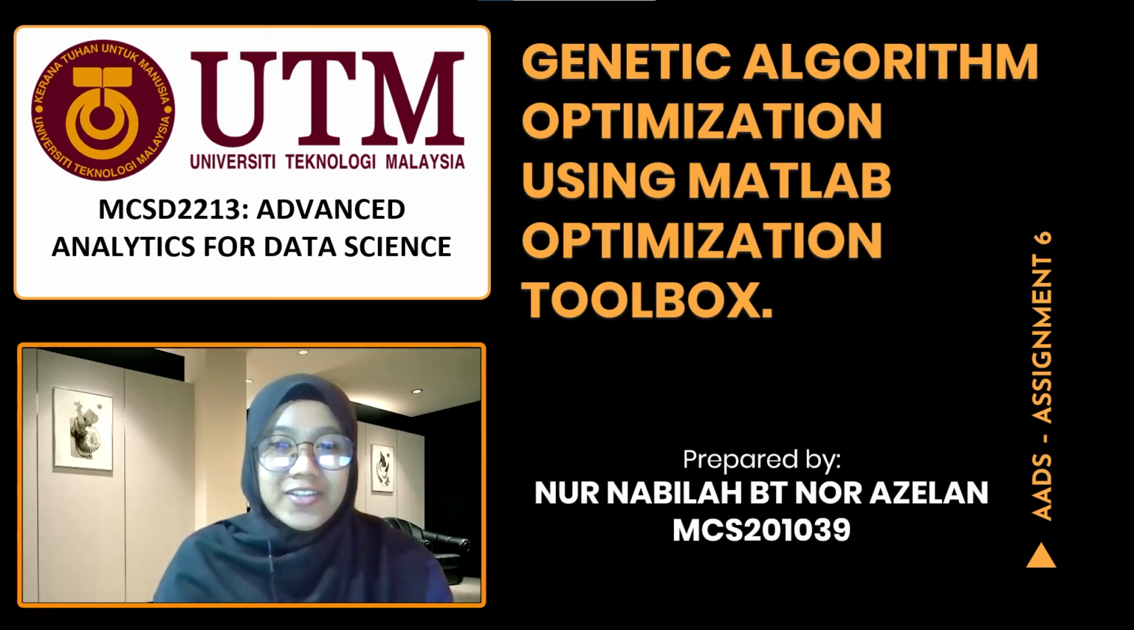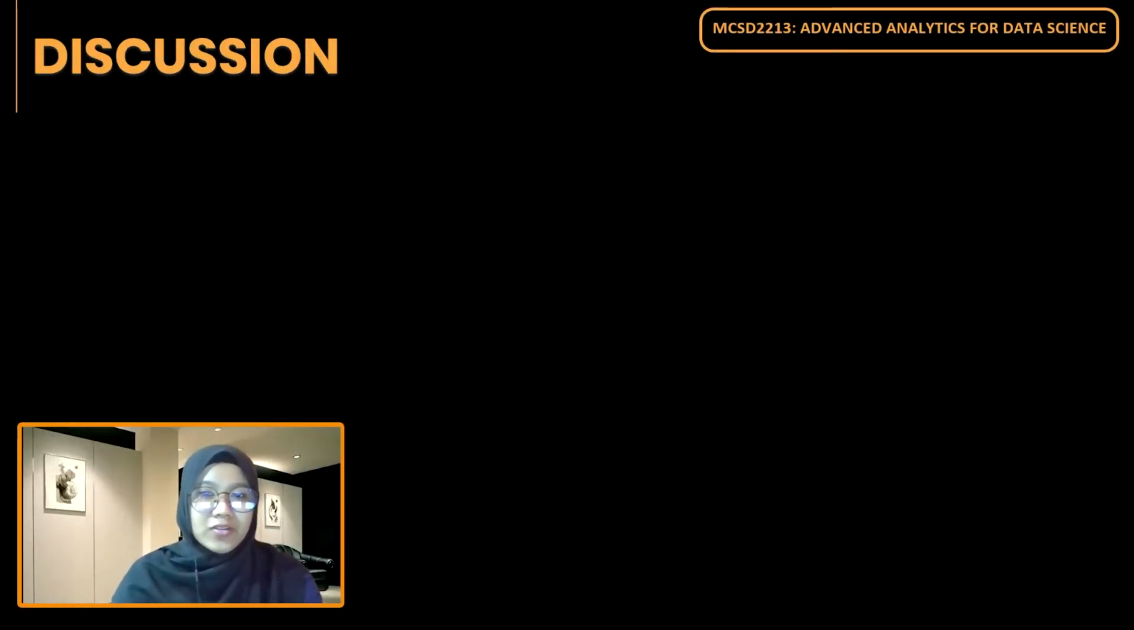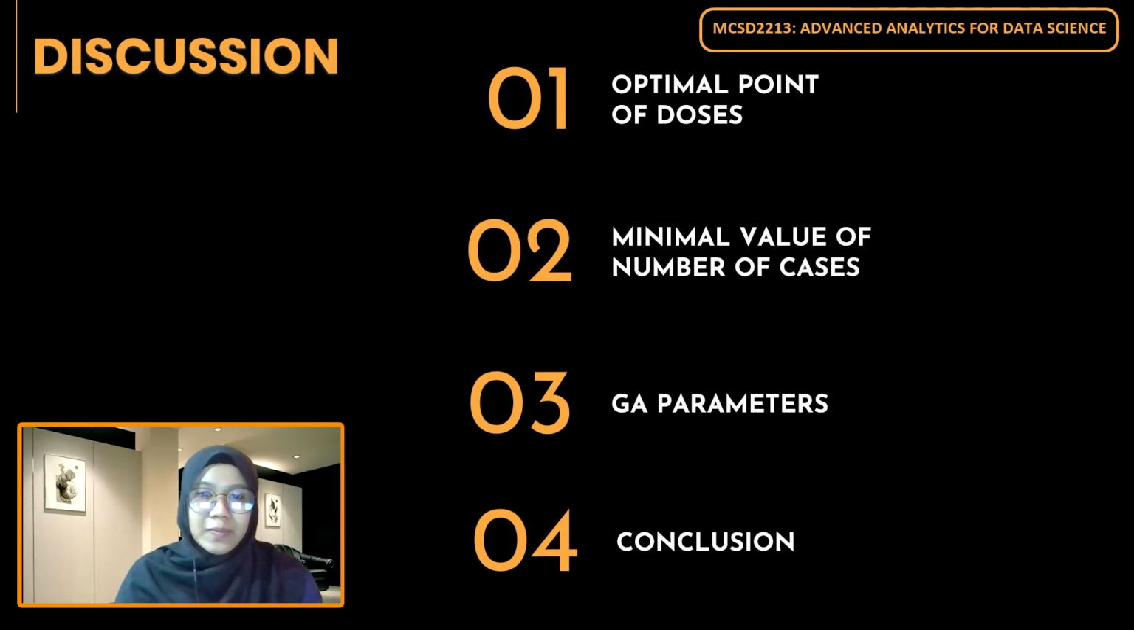In this video, I will demo how to perform genetic algorithm optimization using the MATLAB Optimization Toolbox. And I will discuss the result based on the optimum point of doses, the minimal value of cases, the GA parameters, and last but not least, the conclusion.